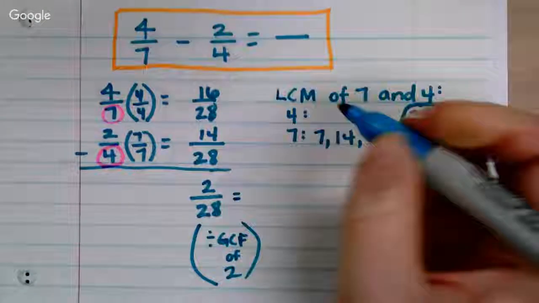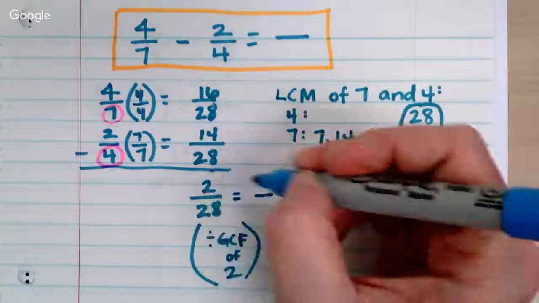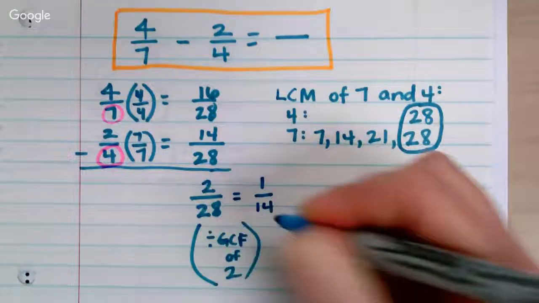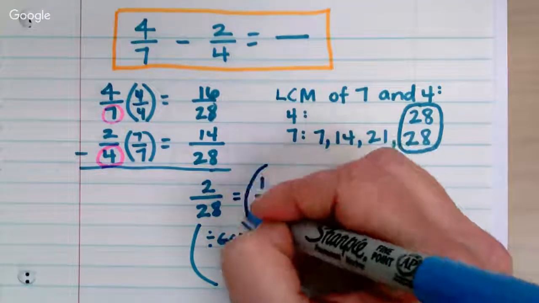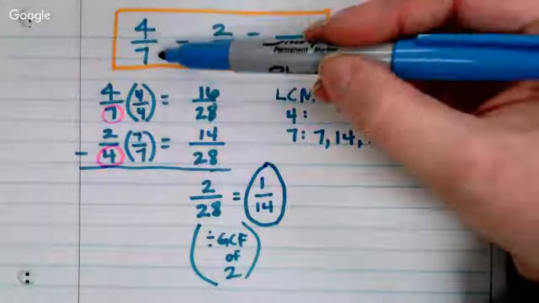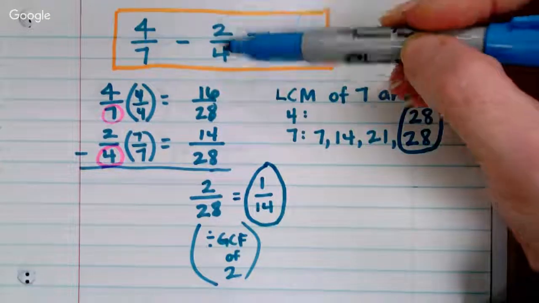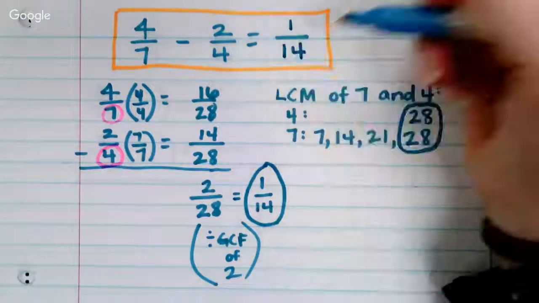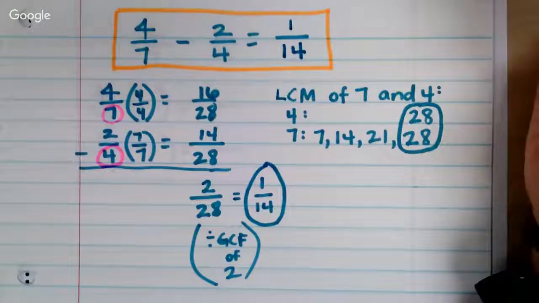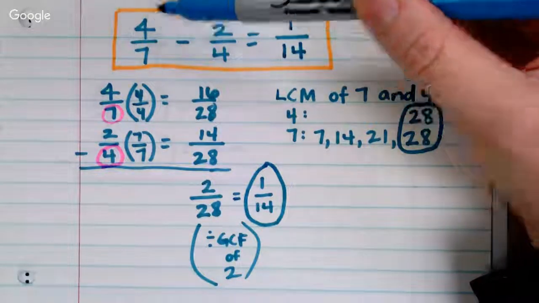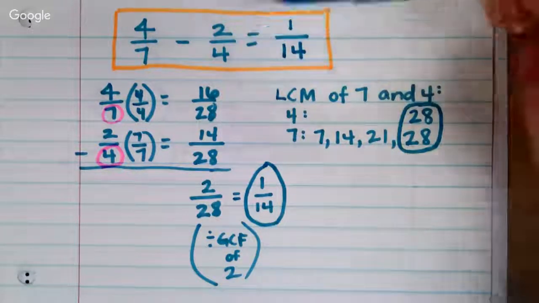What I'm going to do in this step, in order to get 2 divided by 2 is 1, and 28 divided by 2 is 14. This is the correct answer in simplified form. So 4/7 take away 2/4 equals 1/14. Now, this is a subtraction problem where I simply had 2 fractions that I was subtracting.